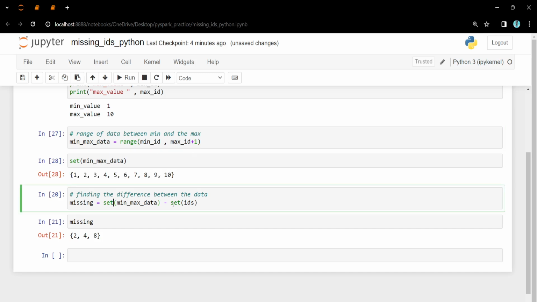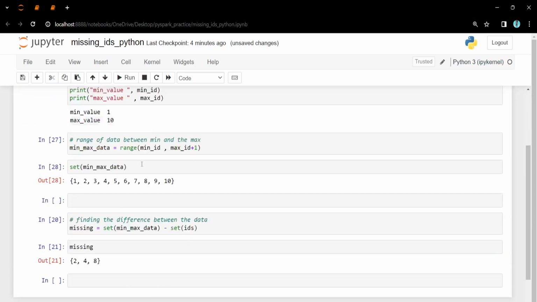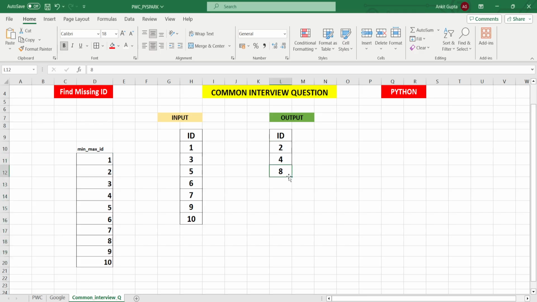The next step is to find the difference, right? This value is there, and the ID column is there. If we find the difference between these two, we will get the required output. For the difference we are using minus. We are converting this into a set, and since we are using a set on this side, we have to convert the other side into a set also, and we are just finding the missing values, right? So we got the required output: 2, 4, and 8. And if you see here also, we have 2, 4, and 8, right?